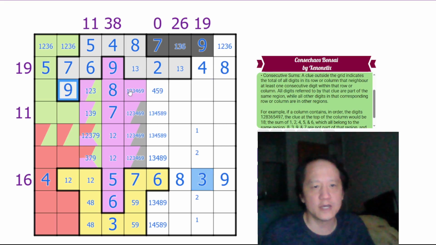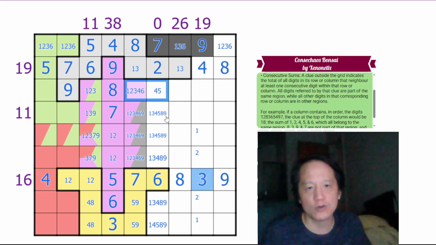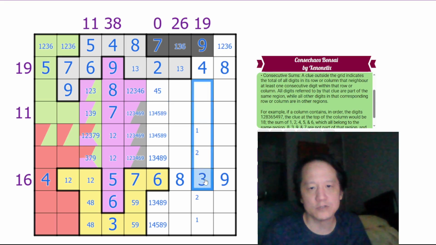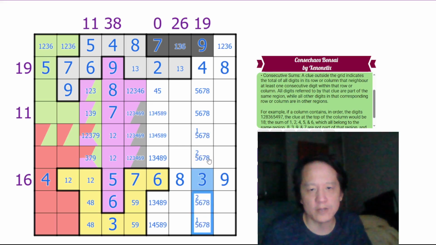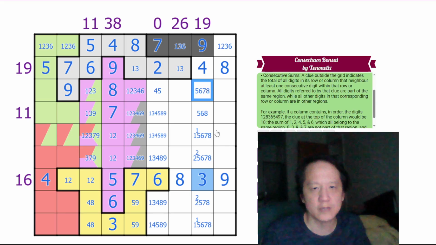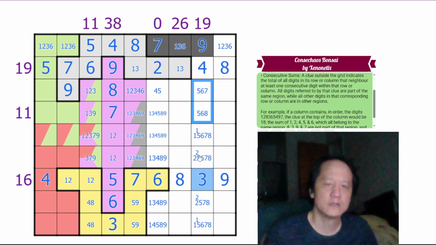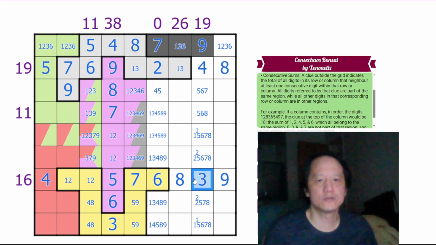Therefore, okay, so this 9 eliminates 9 in the rest of the row. So this is 2, 1. So we have 1, 2. So 5, 6, 7, 8 are remaining. Right? And this could be 2 and 1 or 2 and 1. This can't be 6 because of the 6 here. This can't be 7, and this can't be 8. That's interesting. This is 3.